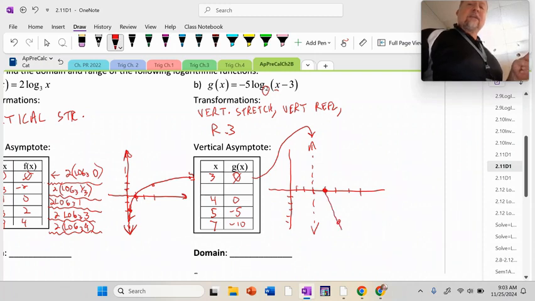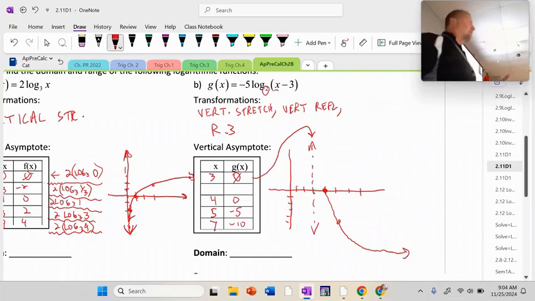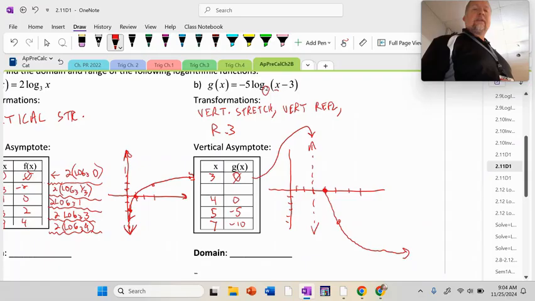It is eventually going to go like this, though. You know, it's because we have a base of 2 that's taken longer to flatten out, but it still is decreasing forever.